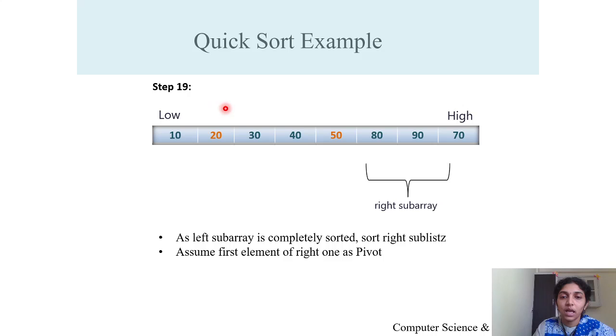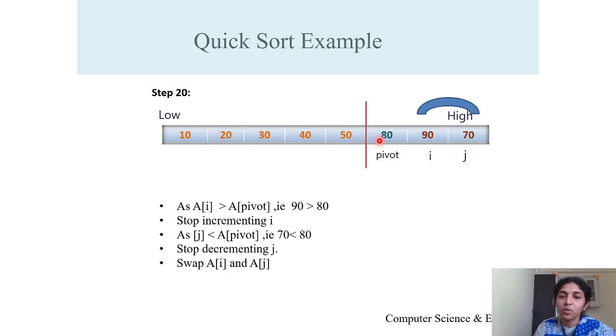Now we can see the entire left subarray is sorted. Now we will go to the right subarray. As the left subarray is completely sorted, sort the right sublist. Okay, assume that the first element of the right one is the pivot. Now we have to assume 80 as the pivot element. Now perform the same operation again repeatedly, or recursively. So you can see here 80 is the pivot, and i and j are here.